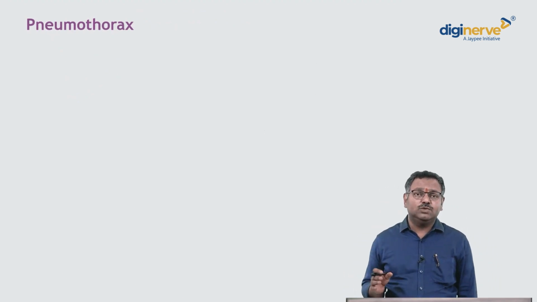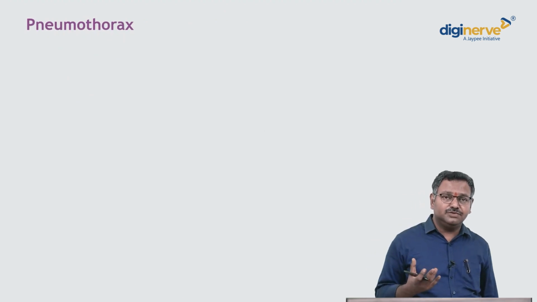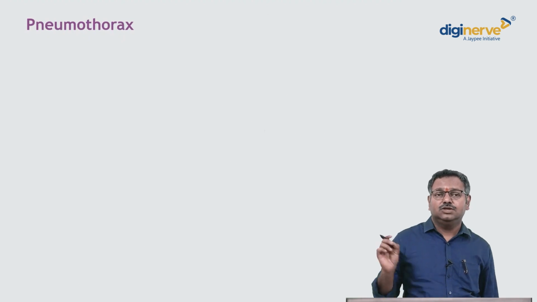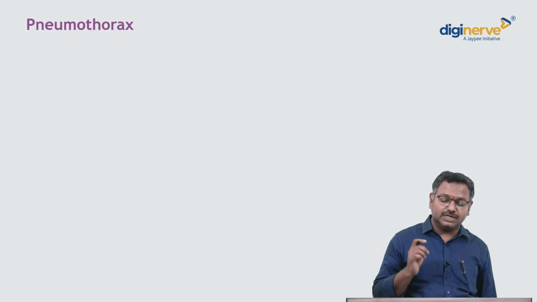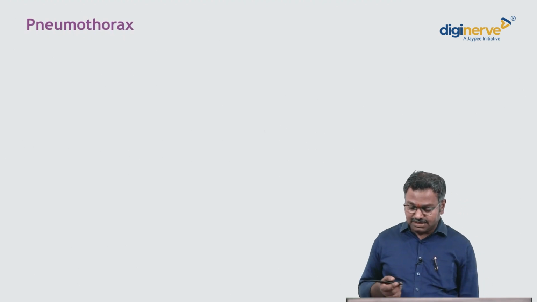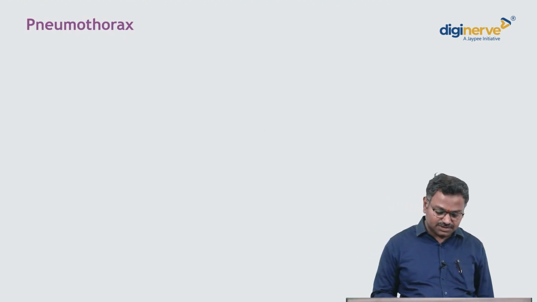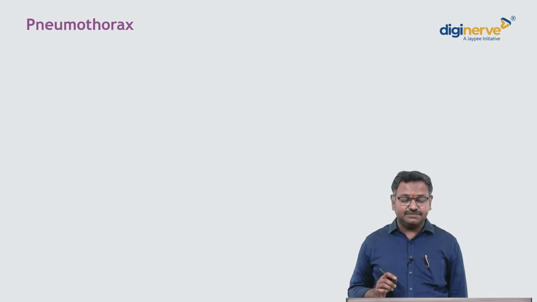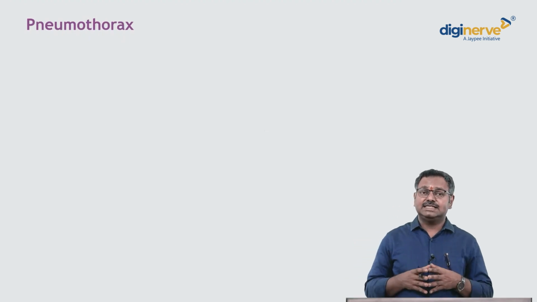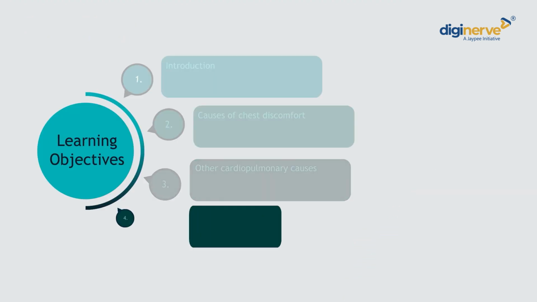Pleurisy could occur with the initial phases of the pleural effusion. So before the pleural effusion sets in, pneumonia can have a pleurisy. You may be able to auscultate a pleural rub, a localized lesion. Bronchial asthma, reactive airway disease, cystic fibrosis, and bronchiectasis can also have chest pain as a manifestation.